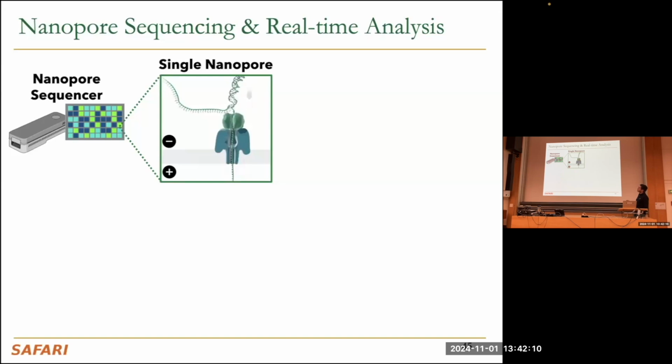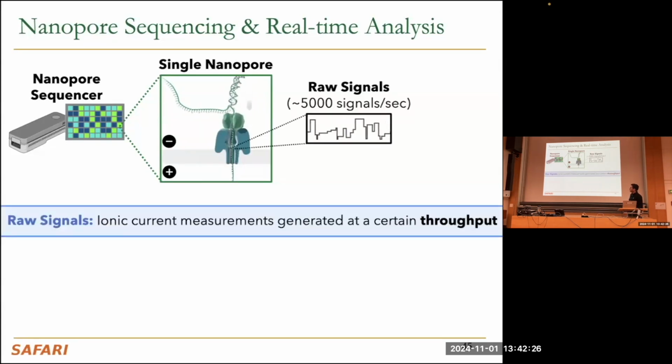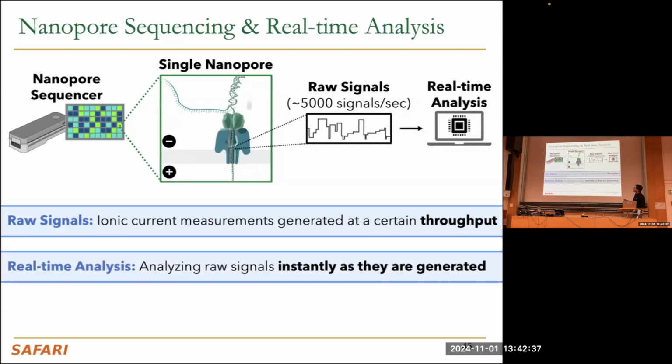Once this attachment happens, the DNA first performs a double strand break, and then a single strand moves from one region to the other. As it moves through, it generates electrical signals. We measure the ionic current changes or disruptions, and these electrical signals are generated at a certain throughput. As this raw electrical signal is generated, we can start analyzing these electrical signals.